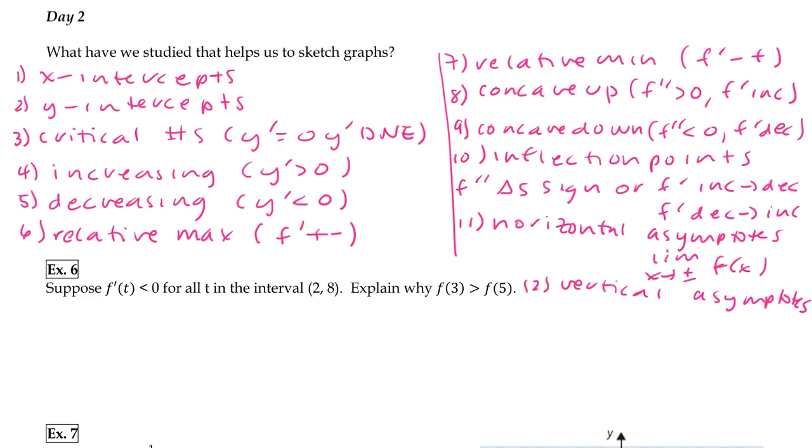Okay, so look at 6. This is just saying we know the derivative is negative for all numbers on [2, 8]. What does this mean? If this is 2 and this is 8, now here we go with this translation. They're giving me data about f prime, but they're asking me about f. So if f prime is negative, that means f is decreasing. I don't know what f is doing, but I start up here and I go this way. I could go this way.